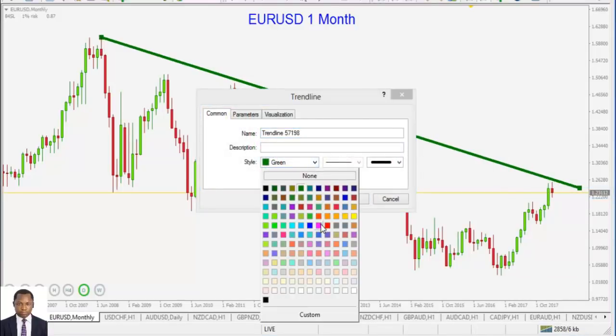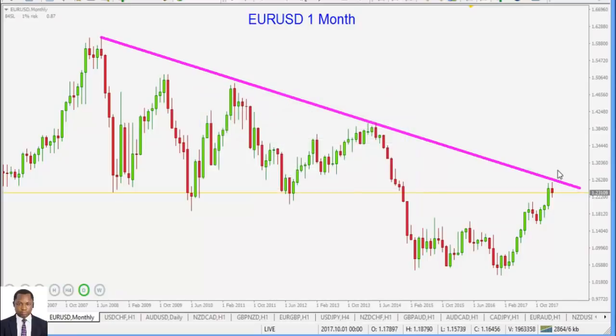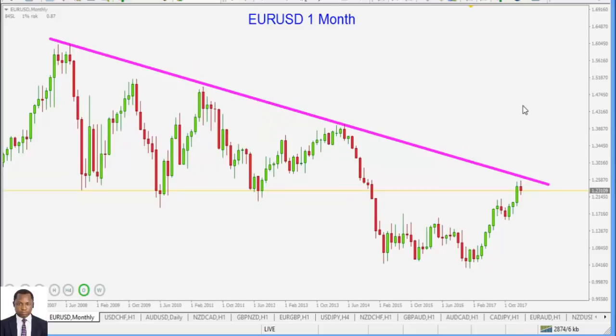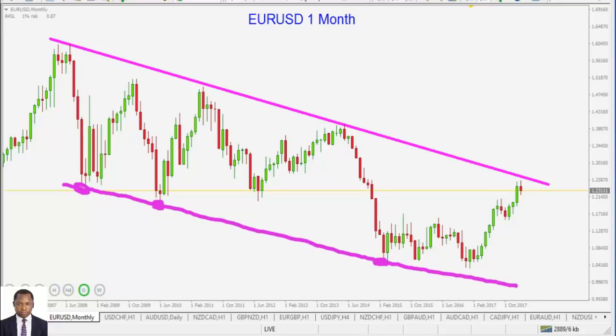Change that color to pink. So whenever we see a pink line running in the shorter time frames, we know it is coming from the monthly time frame. Right, so that's a downtrend. Technically looking, if you also connect all of the swing lows, that one here, this one here, and this one here, you will find out price has been in a channel.